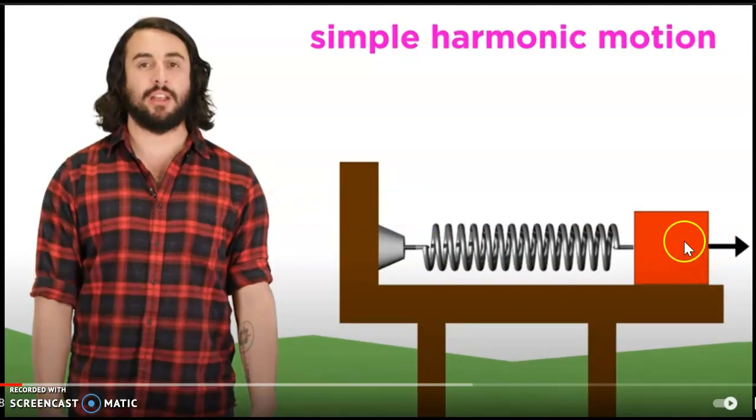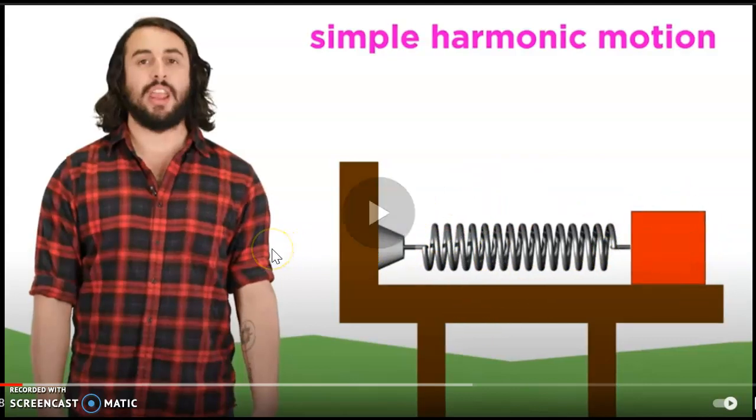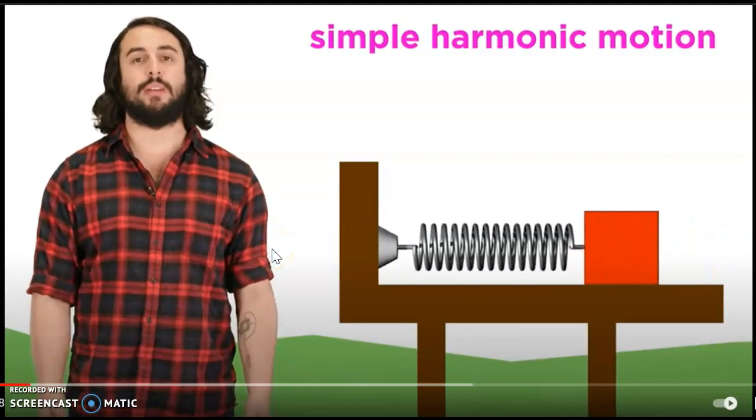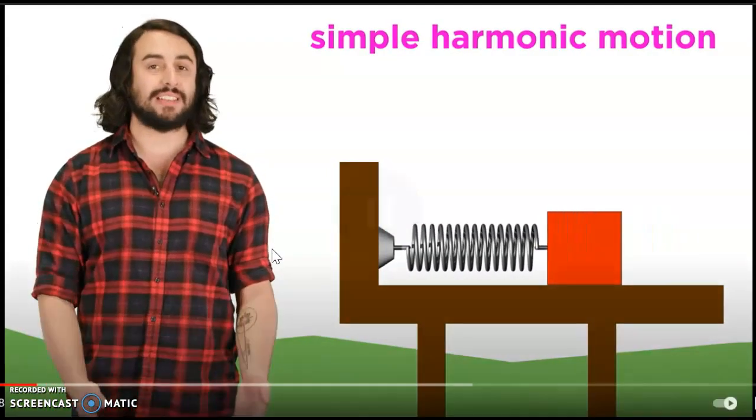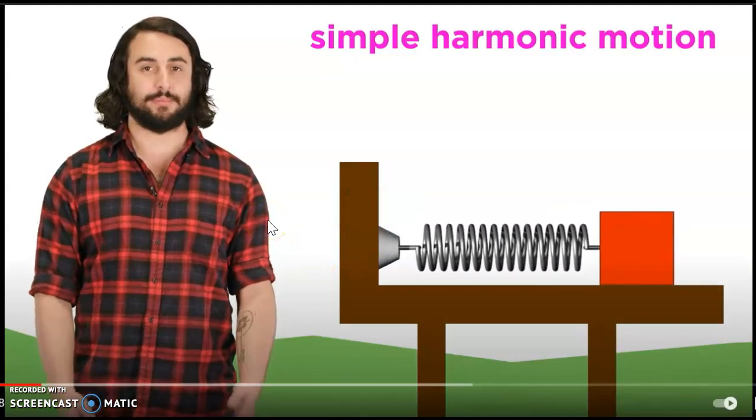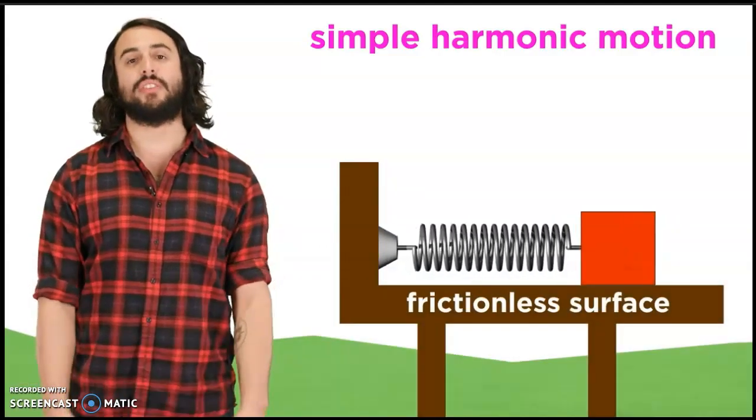When we pull it out to the side, we are storing potential energy inside the spring. So if we release it from this position, when it's at rest, it's all elastic or spring potential energy. It's got no kinetic energy. And then when we release it, it's going to go in the opposite direction, and it's going to bounce back and forth.